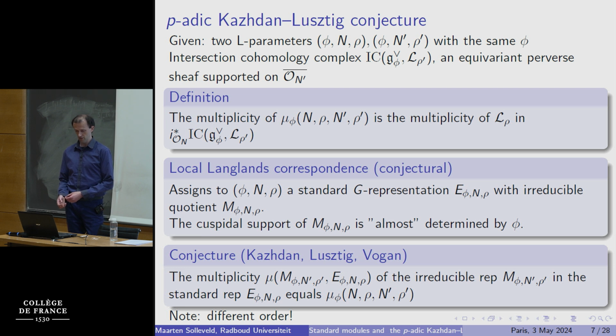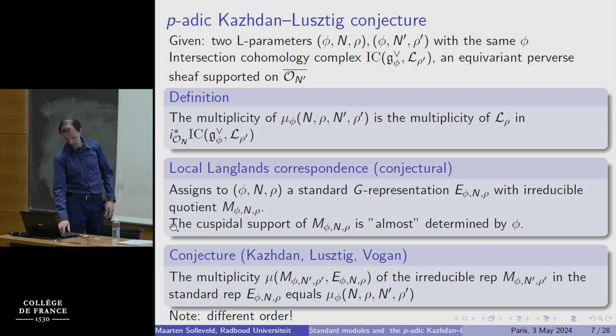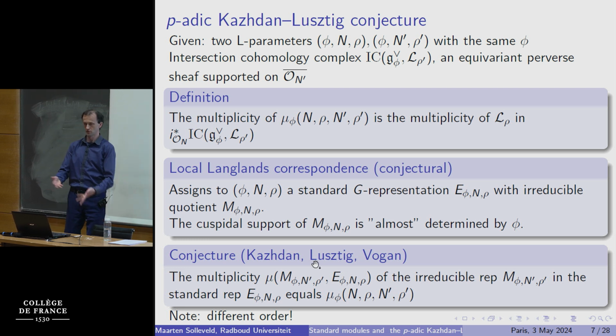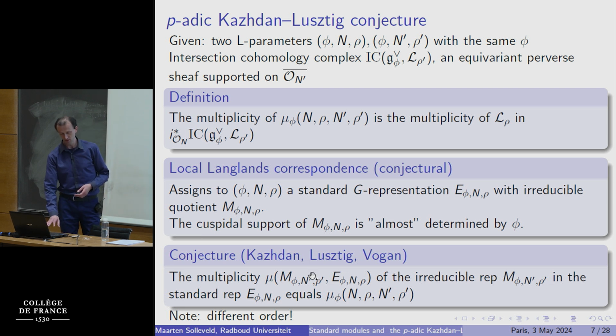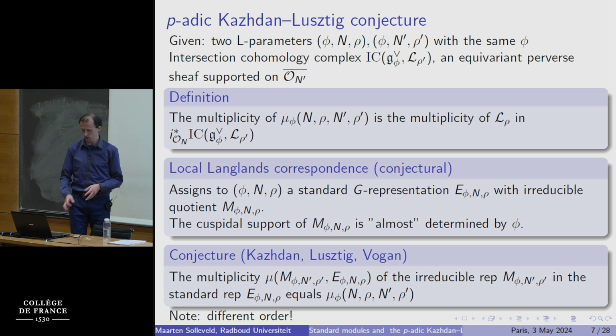So now I can finally phrase this Kazhdan-Lusztig conjecture, namely if you have a standard module, which I called here E, phi, and rho, it comes from a version of the local Langlands correspondence which translates Langlands parameters to standard modules. On the other hand, I have a second object here, an irreducible module M, phi, n prime, rho prime, which really comes from the local Langlands correspondence as people know it, and then you may ask what is the multiplicity with which this irreducible module appears in this standard module.